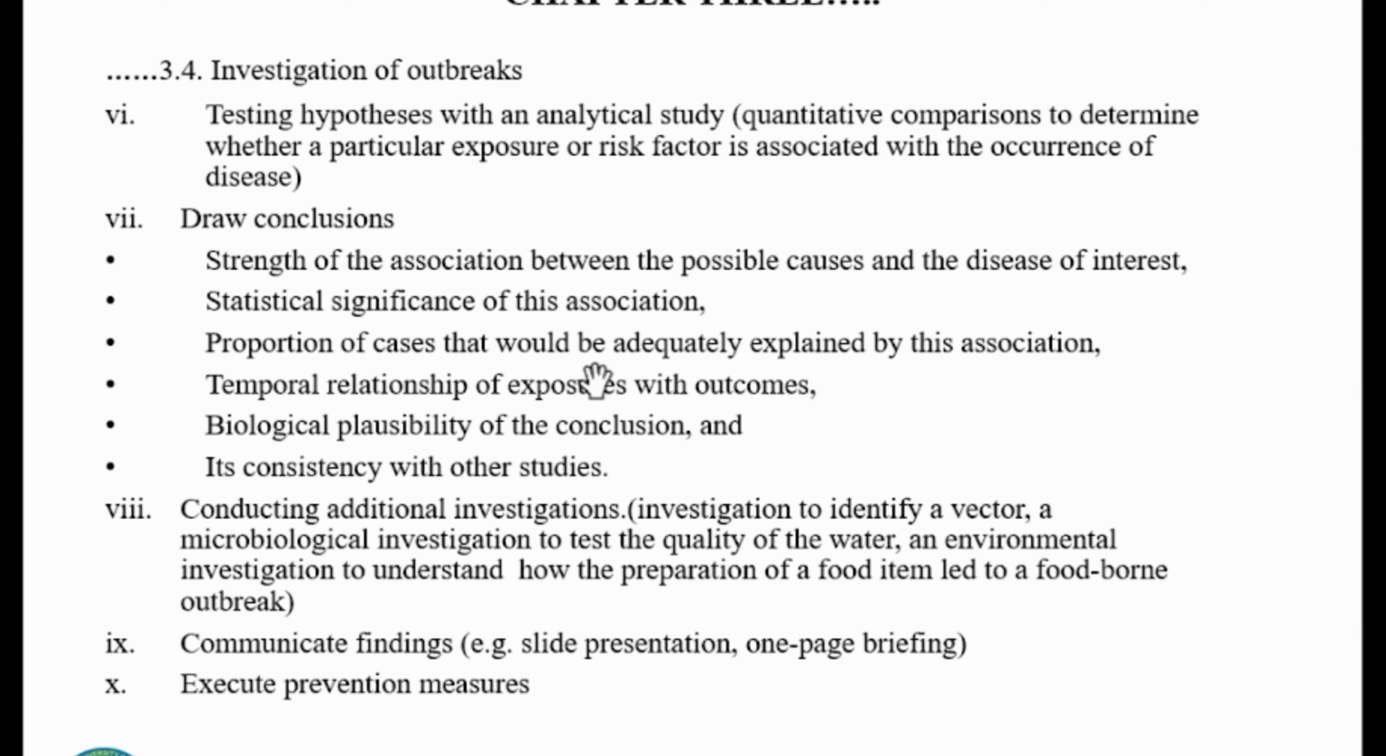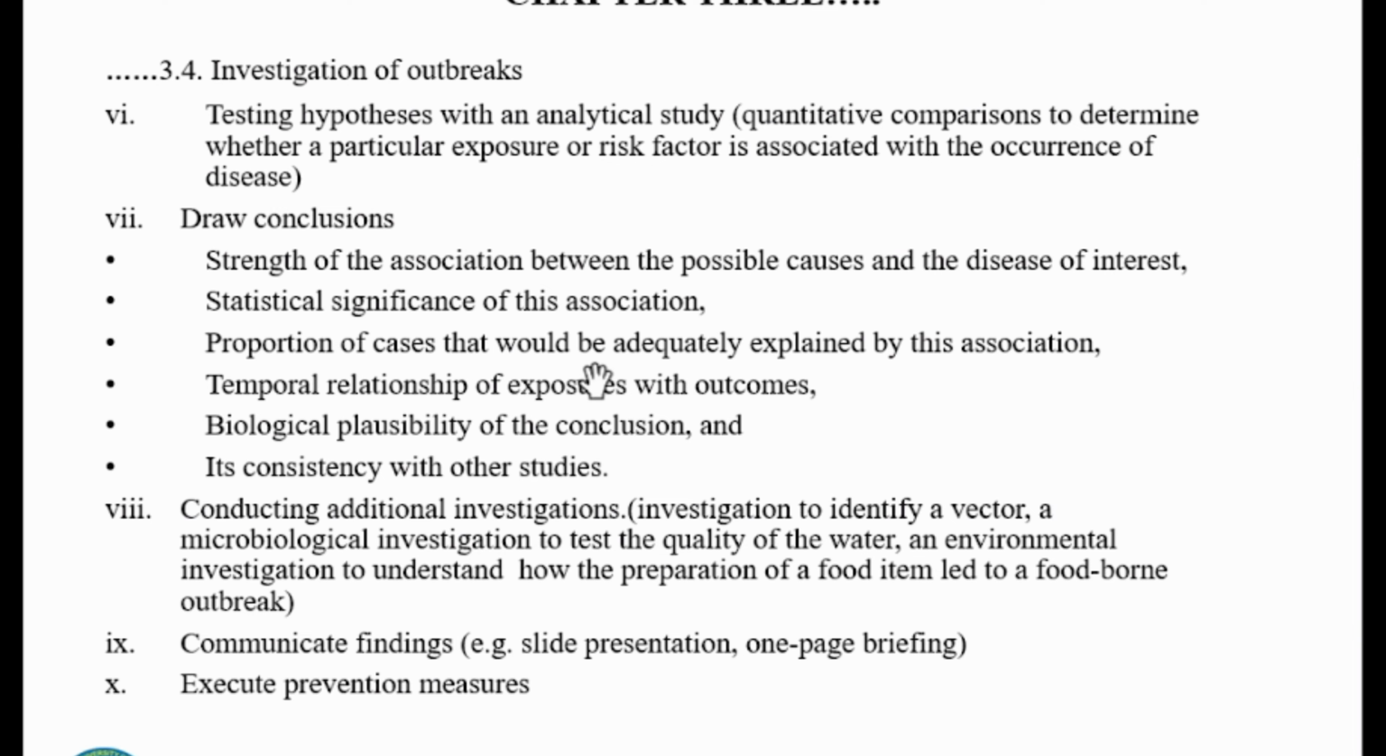Proportion of cases that will be adequately explained by this association. Temporal relationship of exposures with the outcomes. Biological plausibility of the conclusion and its consistency with other studies. Because at the end, you have to show something for which you have evidence, like maybe this has occurred, like a certain study which reported this and this and this in certain cases. So for that case, people will be able to compare and accept your conclusion.